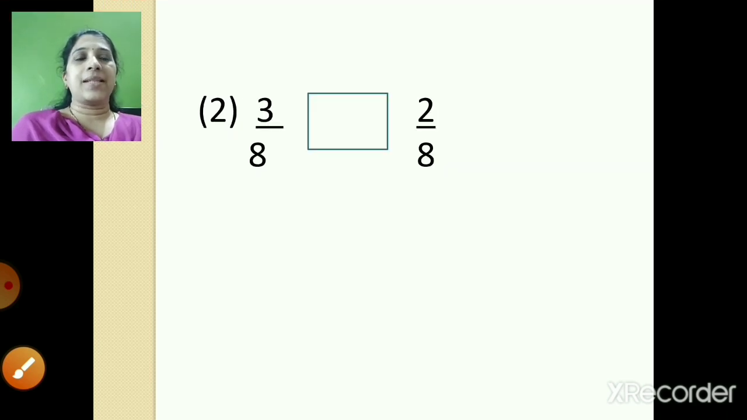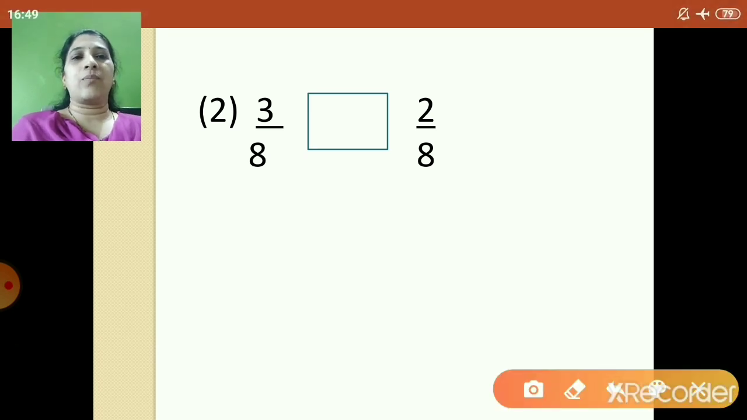3 upon 8 and 2 upon 8. Now for this you can see that both the denominators are 8, so they are like fractions. In like fractions, what are you going to see? Only the numerator. So what is there on the left hand side? 3. And on your right hand side, it is 2. So 3 is greater than 2, so you will put a greater than sign. So 3 upon 8 is greater than 2 upon 8. Let's move to the next one.